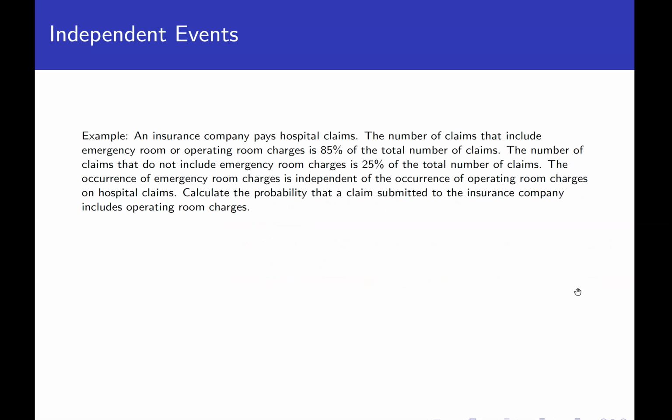Let's do another example here. A little bit more of an applied problem rather than just using the formulas. We've got an insurance company paying hospital claims in this example. We've got claims that include either emergency room charges or operating room charges is 85% of the total claims. Claims that do not include emergency room charges is 25% of the total number of claims. And emergency room charges is independent of operating room charges. So let's calculate the probability that a submitted claim includes operating room charges.